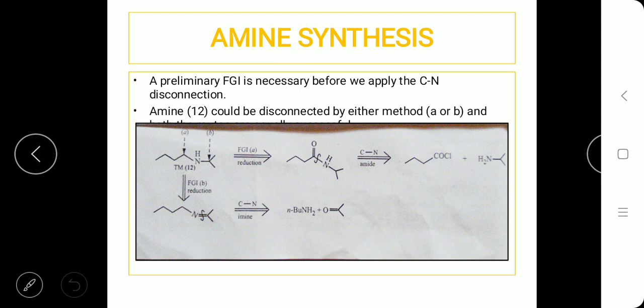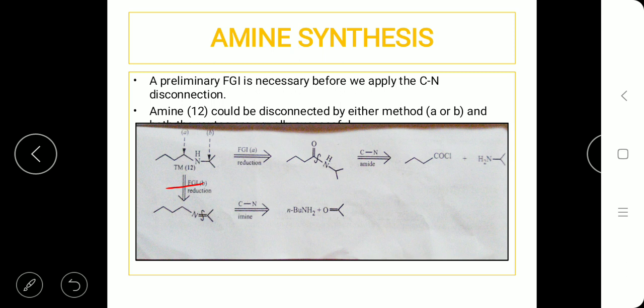See, all amine syntheses definitely need a functional group interconversion, and after that we are going to disconnect the C-N bond. Amine 12 could be disconnected by either method A or method B. So here we can disconnect this target molecule either with the A type or B type, but both need the functional group interconversion.